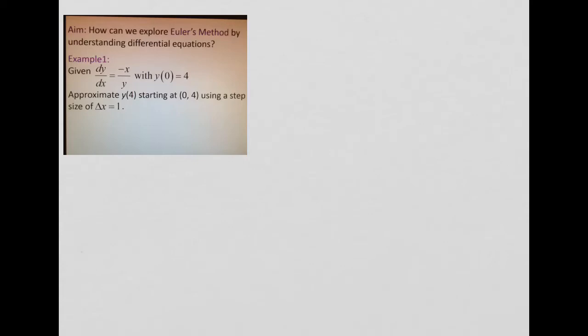Okay, so today we're doing Euler's method, and this is a BC calculus topic. In example 1, we're given the differential equation dy/dx = -x/y, and we know that y(0) = 4, that means when x is 0, y is 4. We want to approximate y(4) using a step size of delta x = 1. We don't need to solve that.